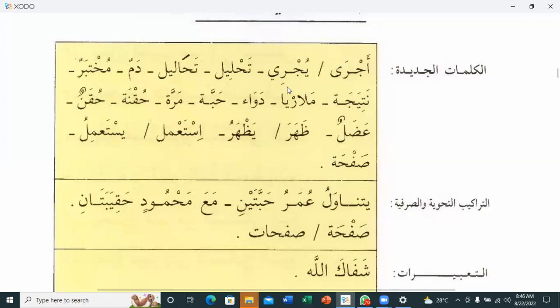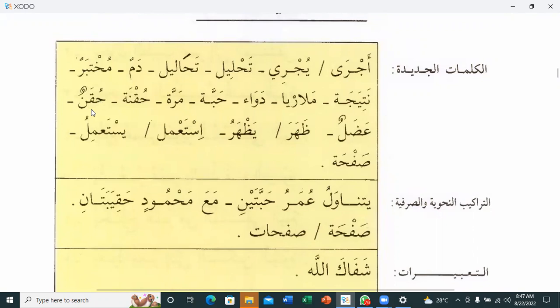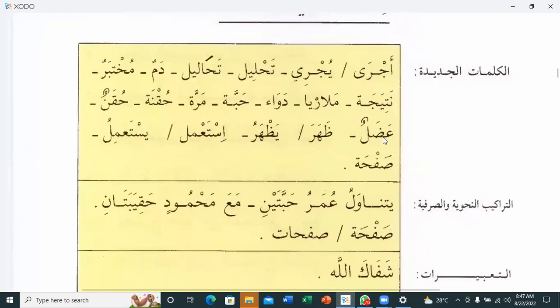Ajra, he did. Yujri, he does. Tahleelun is the singular word, test. Tahaleelun, tests. Damun, khoon, yani blood. Mukhtabarun, laboratory. Natijatun, result. Malaria. Dawaun, medicine. Habbatun, pill. Marratun, time. Hukunatun, singular word, injection. Hukanun, plural word, injections. Adalun, muscle. Zahara, appeared, yazharu, is appeared, istamala, used, yastamilu, is used, safhatun, page.